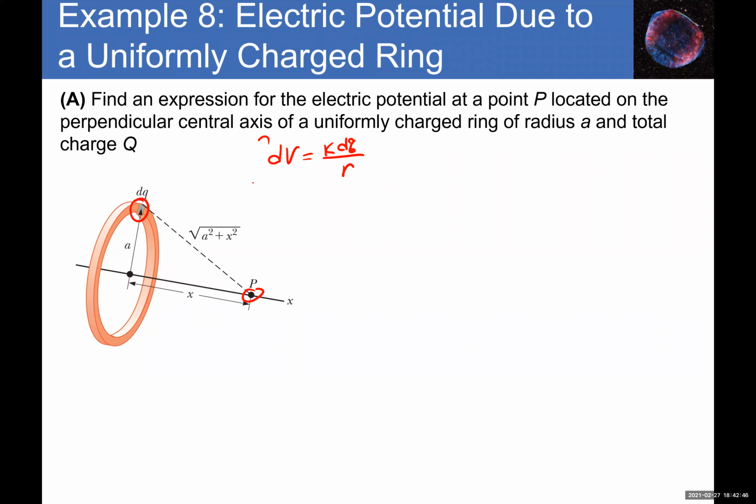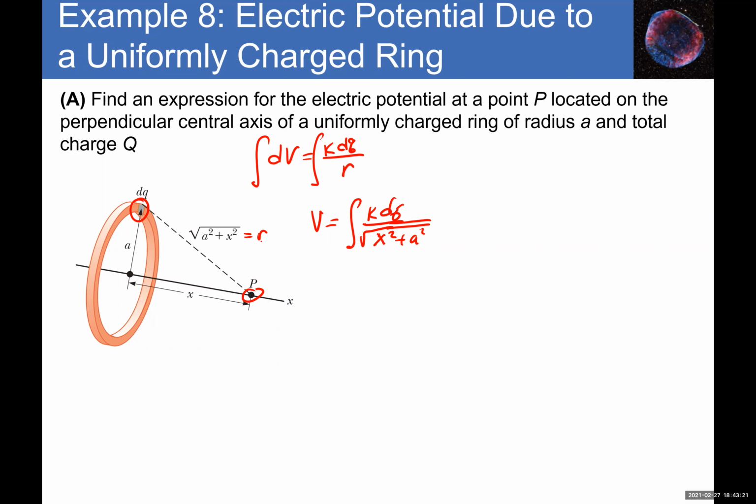What I need to do here is integrate both sides, where the left side becomes V. Technically it's delta V, but I'm going to take the other point to be infinitely far away. So V is equal to the integral of k dq over r, and r is going to be the square root of a squared plus x squared. Because it's just r, not r squared, I have to include the square root. This is basically my equation.